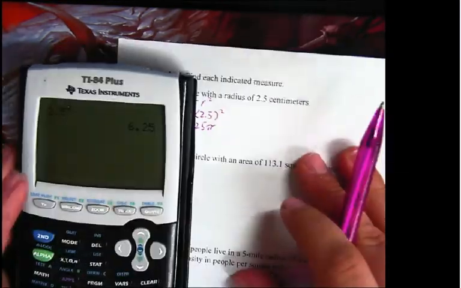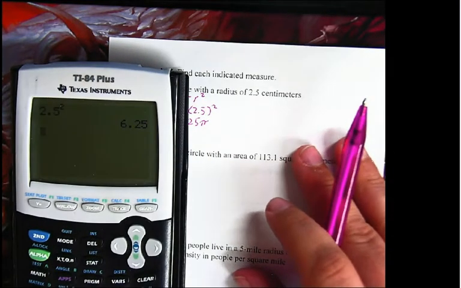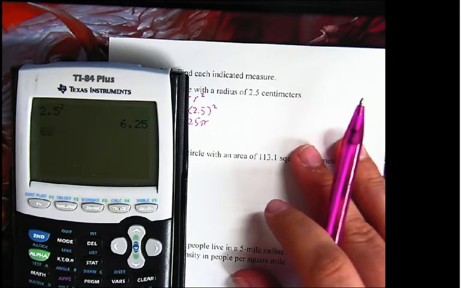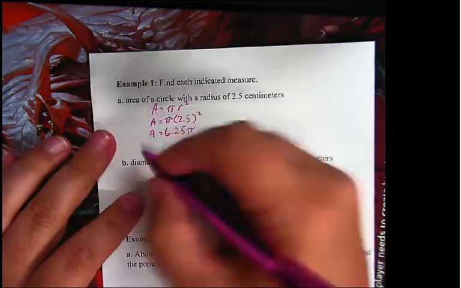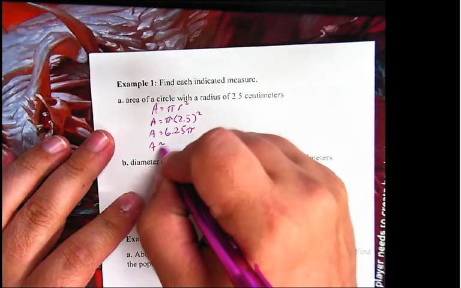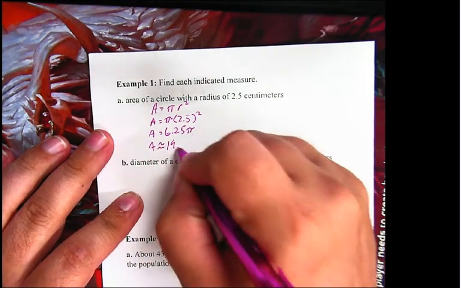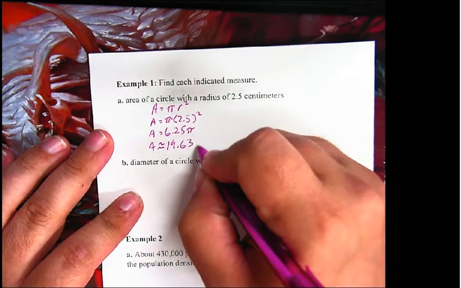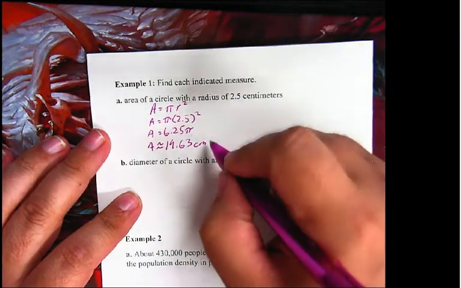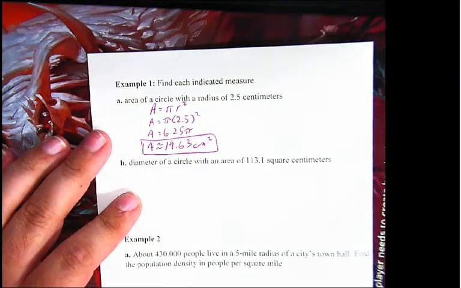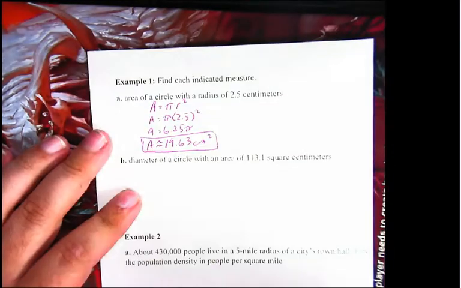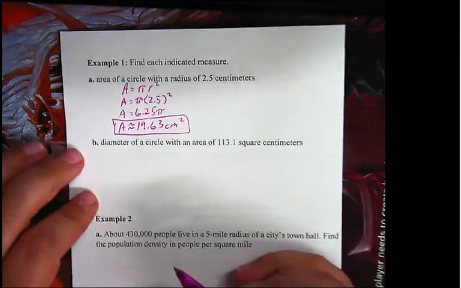Right? Dessert goes last. Now we want this in decimals, so we're going to take this 6.25 and multiply it by pi, which gives us approximately 19.63. All right, so the area is approximately 19.63 centimeters, and it is area, so squared. Right. Area. Okay, so next thing we're looking for.